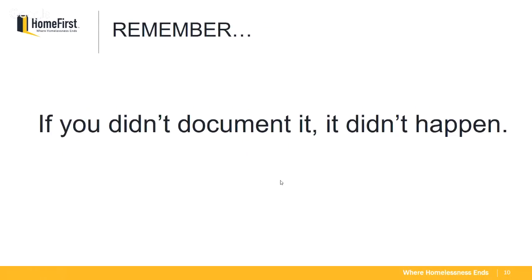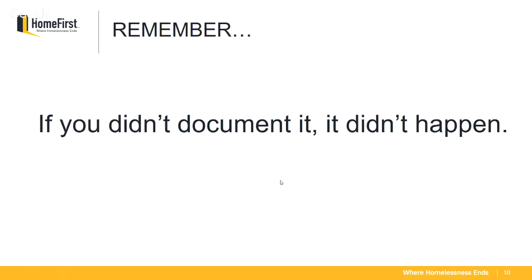So I hope that experience of going through the 4 different case notes was helpful. The do's and don'ts were helpful for you to understand that if you don't document it, it didn't happen. That is how funding works. And remember, our HMIS data links directly to the funding that we receive, links directly to the work that we do, links directly to the positions that are made available here at HomeFirst.